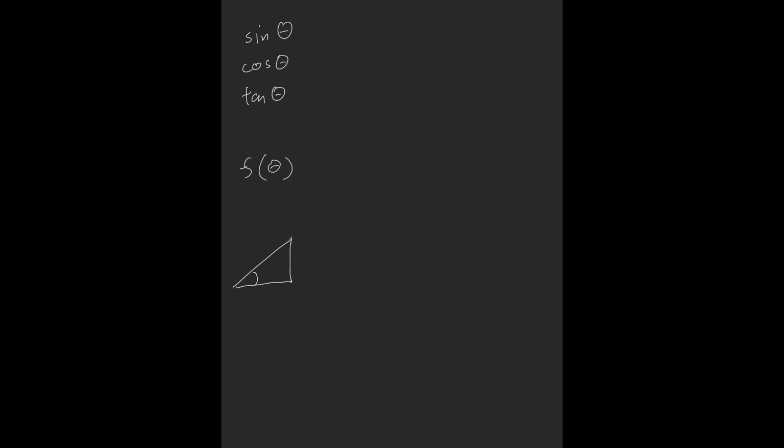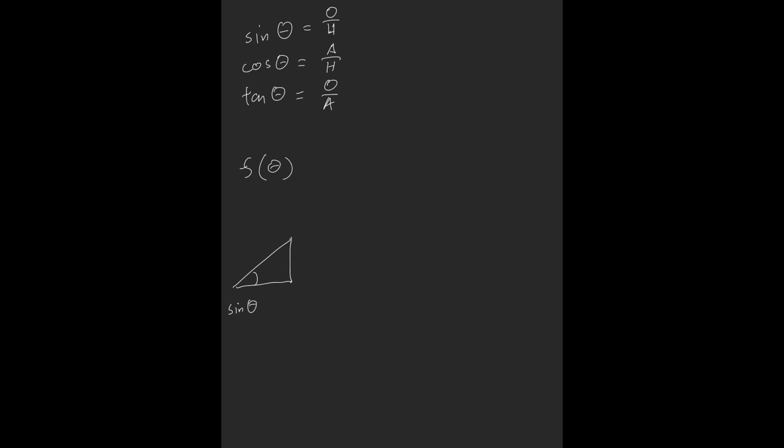In the case of sine, this is the opposite and the hypotenuse. In the case of cos, adjacent and hypotenuse. And tan, opposite over adjacent. So what do I mean by this? Let's just say we had sine theta, where this angle right here, that's theta. I'm just going to remove this for clarity.